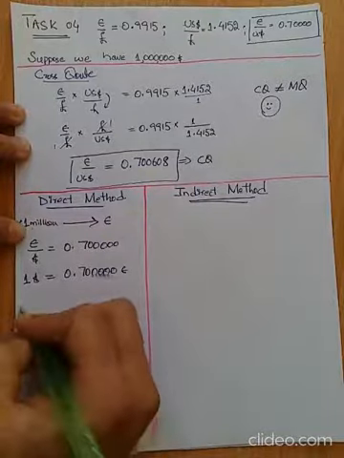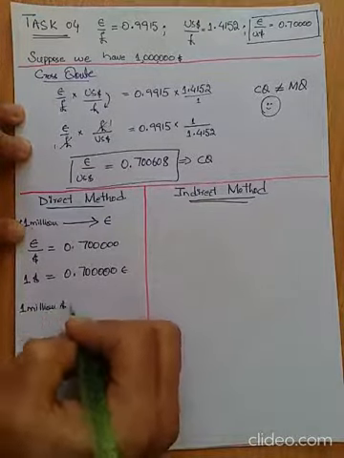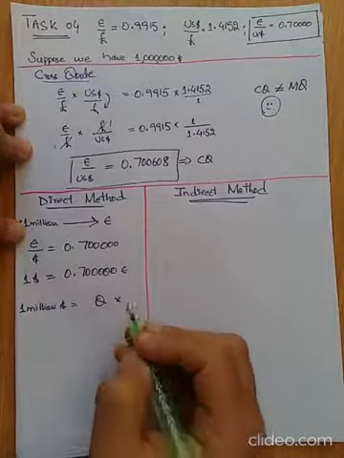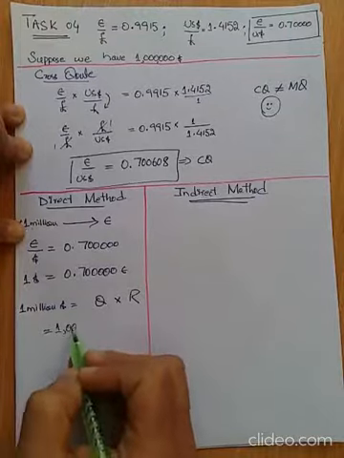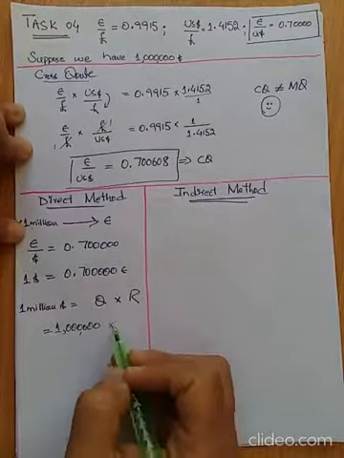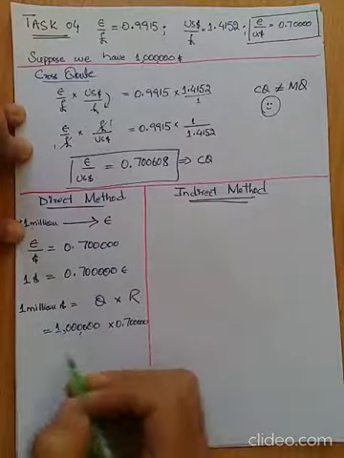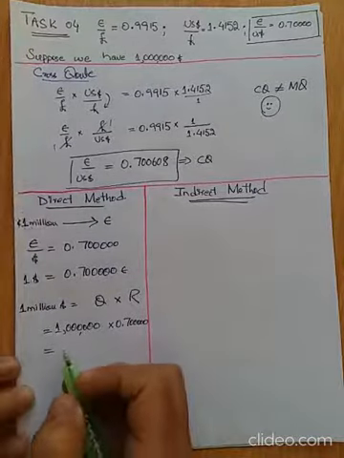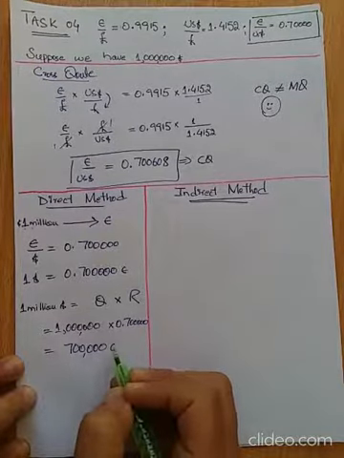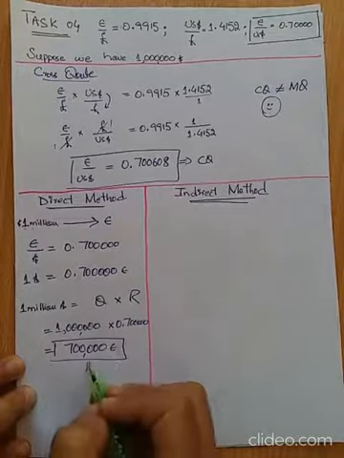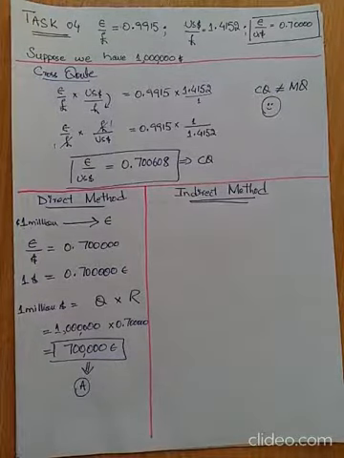So the $1 million will be equal to quantity into rate, and the quantity is 1 million. The rate is 0.7, let's say 5 times zeros. If you multiply that, we will get a value of 700,000 euros. So this much money we're going to get if we convert our dollars directly.